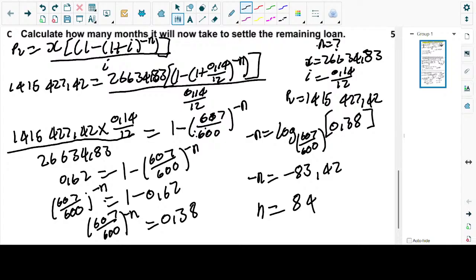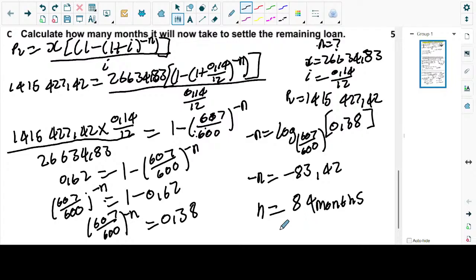Let's confirm what they were asking in our question. Our question could have asked how much are we going to save by doing this, or how many months are we going to shave off. In this case, they said calculate n. Let me check what they said: we should calculate how many months it will now take to settle the remaining loan. So it's going to take us 84 months to settle the loan.